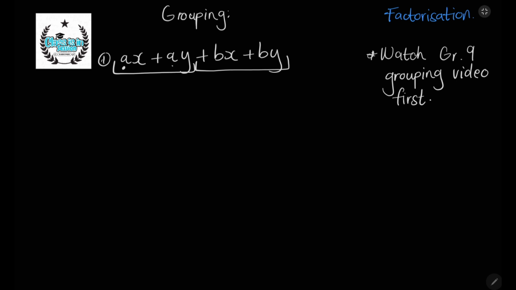We have a here and a there, so we can take out an a. Open a bracket: a divided by a, we're left with x, plus a divided by a, we're left with y from the first pair.